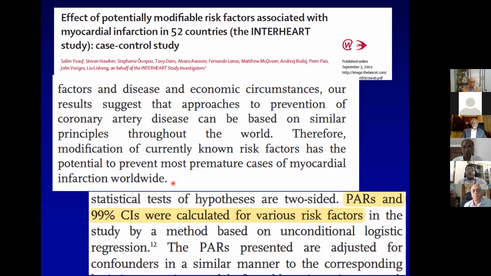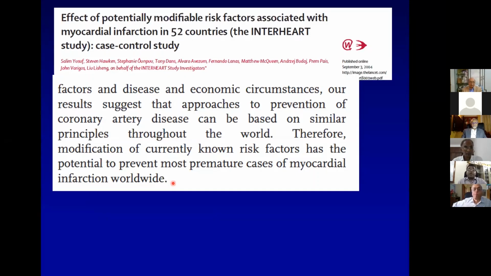So an important concept of doing a large international multi-center study involving almost 27,000 individuals, never done before, came, and with a study like that, with extremely robust statistical analysis, these conclusions could be made. So following this, people realized that common well-known risk factors account for over 90% of the risk for a coronary artery event across ages, in both genders, in all regions of the world, right? And therefore, modification of these risk factors has the potential to prevent premature cases of myocardial infarction worldwide.